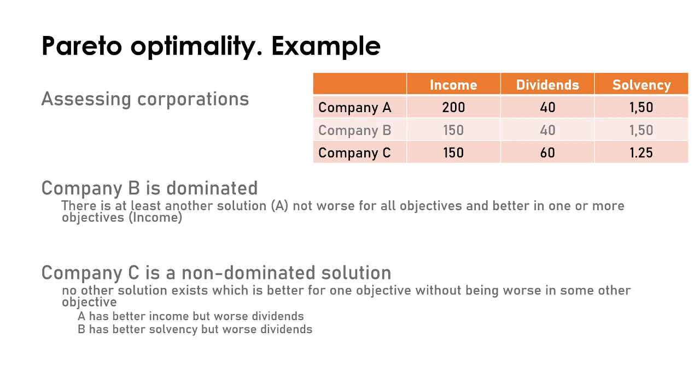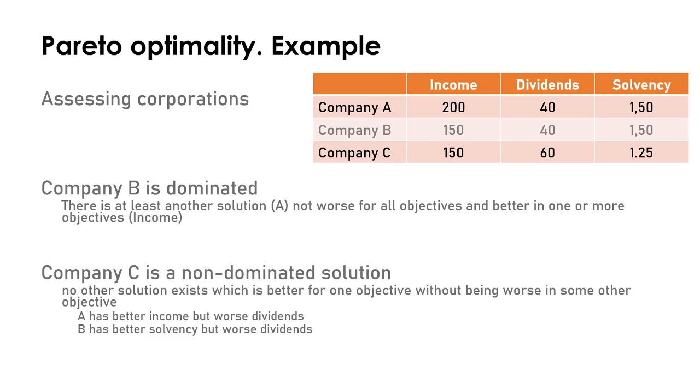So we can see that company B is a dominated solution, because there is at least another one, company A, which is not worse in any of the objectives, but is better in at least one of them, which is the income. If we thought of picking company B, we could move to company A and we would not be worsening any of the objectives, but we would be improving at least one. So B is dominated by company A.